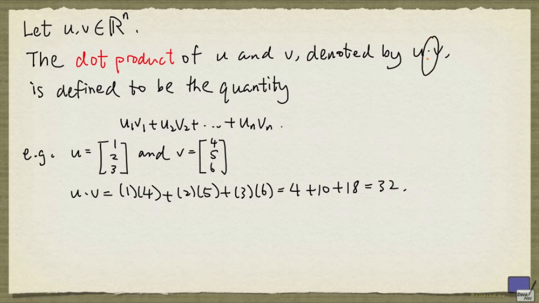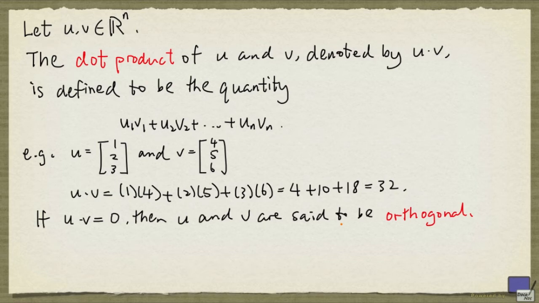Notice that this dot notation is overloaded because it is also used for multiplication in a field. As confusing as it might be, the context will usually make it clear which is intended. We say that u and v are orthogonal if u dot v is 0. You can think of being orthogonal as being perpendicular.